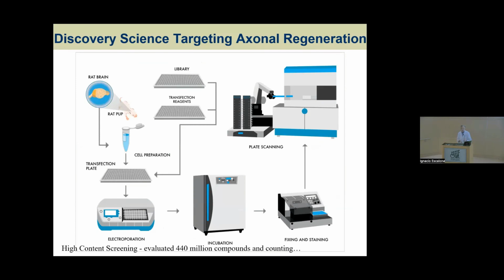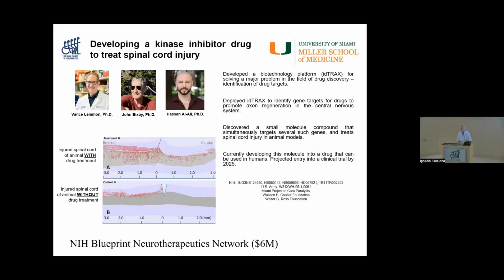So again, to target axonal regeneration, we've used high content screening and evaluated many compounds. And this is the group, Vance, John, and Hassan, and they've isolated a series of small molecules that seem to enhance pretty robust regeneration of the corticospinal tract. And that's the area that we've had a lot of trouble with in terms of regenerating. And they just got a $6 million grant from NIH. It's a Blueprint Neurotherapeutics Network grant that's going to allow them to take, hopefully, the lead compound all the way to an IND. So we're really excited about that.